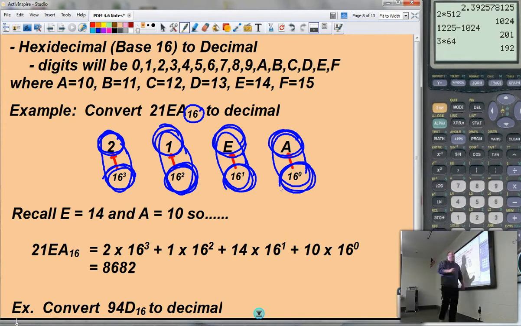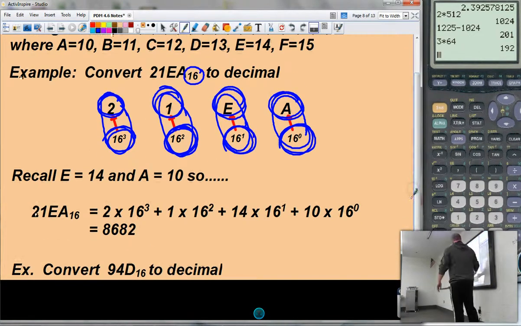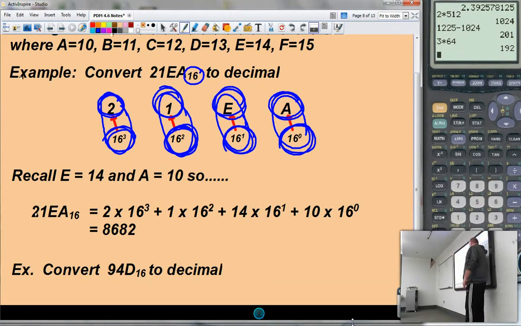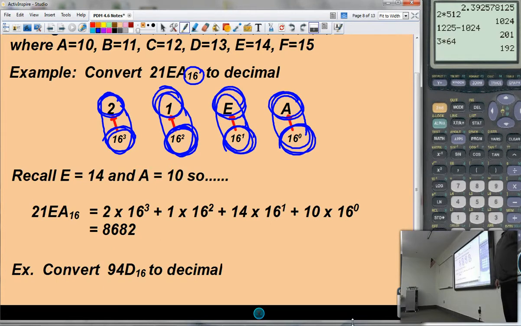So, see if you can convert 94D base 16 to decimal. And as you are doing that, I'm sure at some point this is going to start feeling overwhelming. Maybe some of you are already past that point. Remember, we're going to spend 2 days on this.